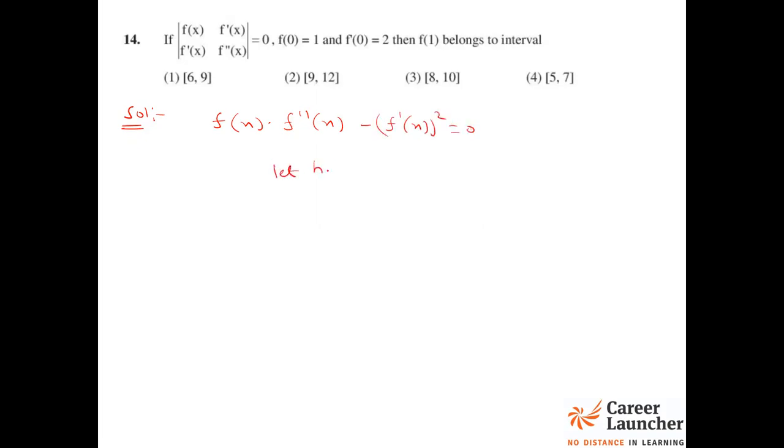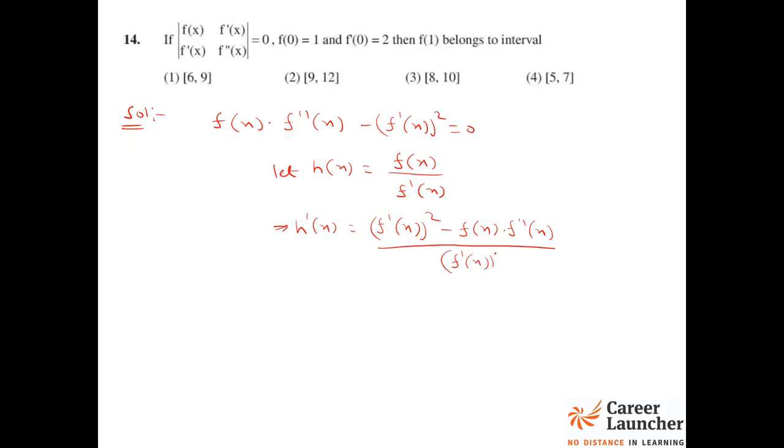Now let us consider some other function h of x, which is equal to f of x upon f dash of x. Now what will be h dash of x? Applying the derivative for u by v, it will become f dash of x whole square minus f of x times f double dash of x upon f dash of x whole square. This is what we get, is equal to 0. So h dash of x is equal to 0.